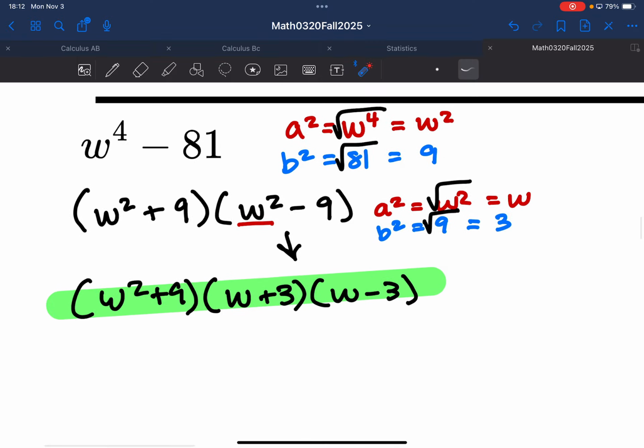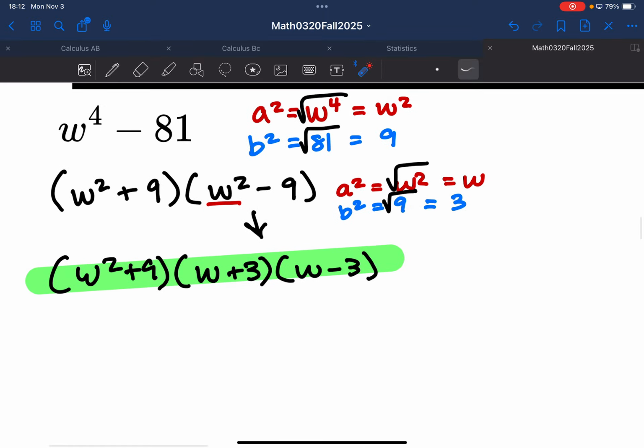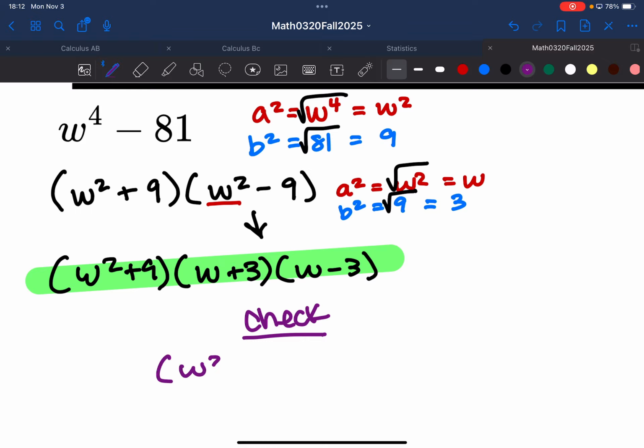Yes, that's a great question. I'll do that for this one. So the question is, okay, how do we check this? Okay, because there's 3 parentheses this time. So how you would check this is you have to take 2 of these parentheses and FOIL them first, then FOIL the 3rd parentheses. So let's go ahead and do that with the first 2. So we have W squared plus 9 times W plus 3. So I'm going to FOIL these together.